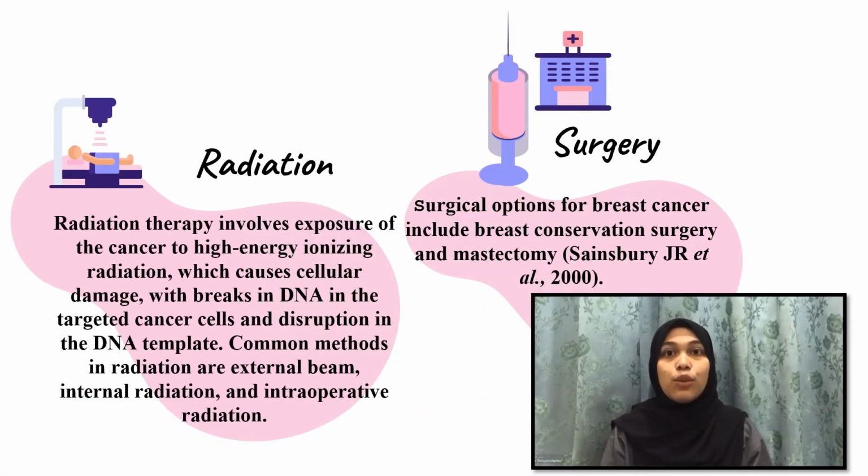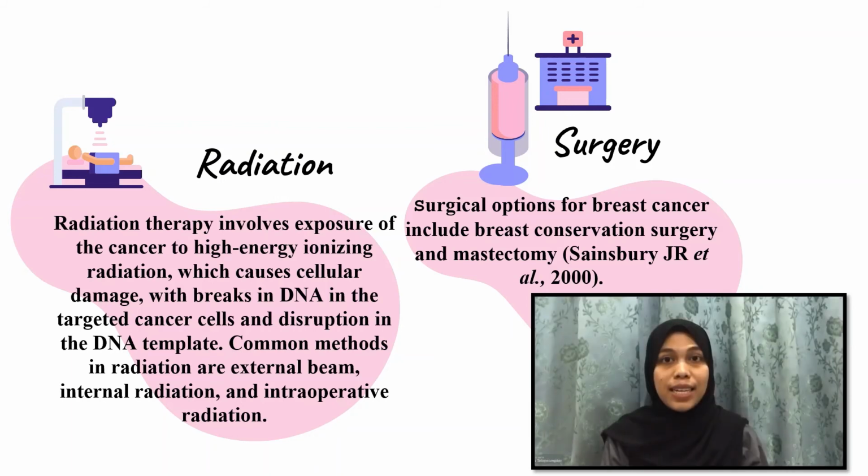So, how can breast cancer be treated? There are 3 treatments of breast cancer that I want to focus on, which include surgery, radiation, and breast reconstruction. The surgical options for breast cancer include breast conservation surgery and mastectomy. Breast conservation surgeries include lumpectomy, segmentectomy, and quadrantectomy, which require removal of the tumor with preservation of the majority of the normal breast tissue. Mastectomy involves surgical removal of the entire breast.